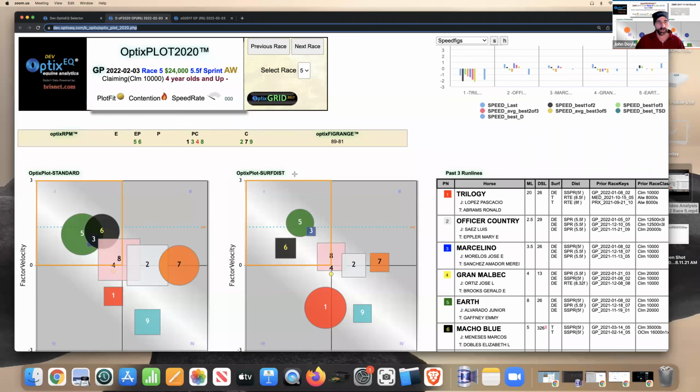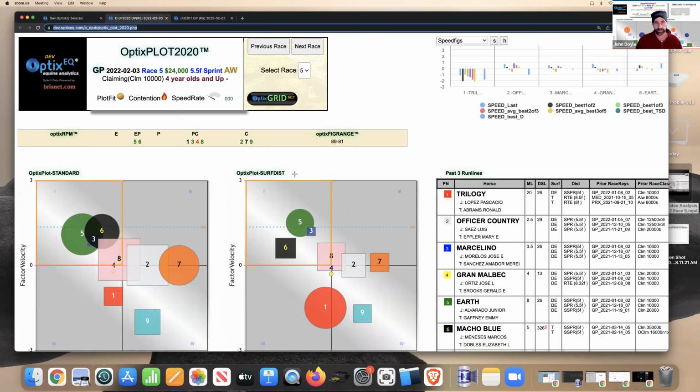And so in this case, we have the 3, 5, 6, and 8 in quadrant 1 on both the surface and distance plot and the standard plot. So when you're evaluating these races, those are horses that look like strong win contenders. So we've kind of narrowed down the contenders for you by looking at 3, 5, 6, and 8.